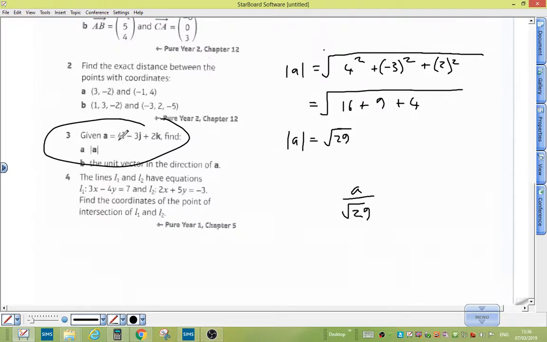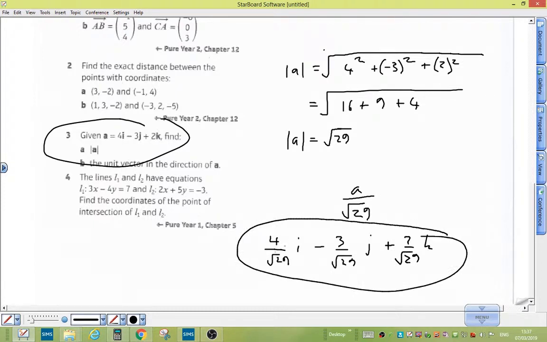Look, because if I times each bit of this by 1 over root 29, then the i component will be 4 over root 29 i, minus 3 over root 29 lots of j, plus 2 over root 29 lots of k. That has got the same direction because we're in the same ratio, same proportion as in the movements of i, j and k. But when you mod that, you'll get an answer of 1. That's how you find a unit vector, using the same direction. You get the vector, you divide it by its magnitude, its size.